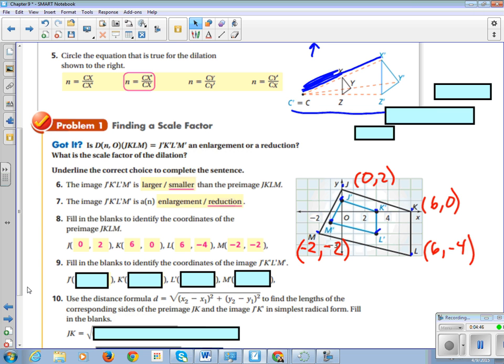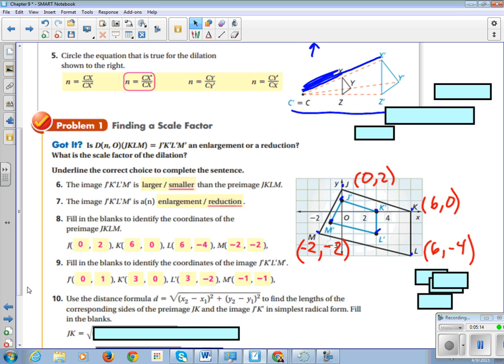So now we need to find the coordinates of our image. So the red is the pre-image. So our image J is 0, 1, J prime. K prime is 3, comma 0. L prime is 3, comma negative 2. And M prime is -1, -1.